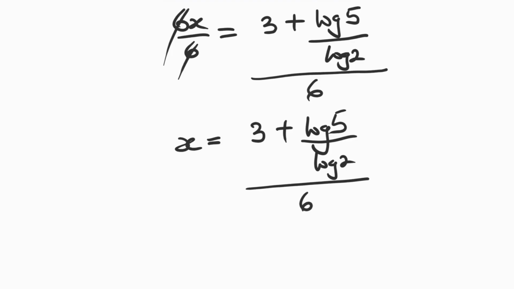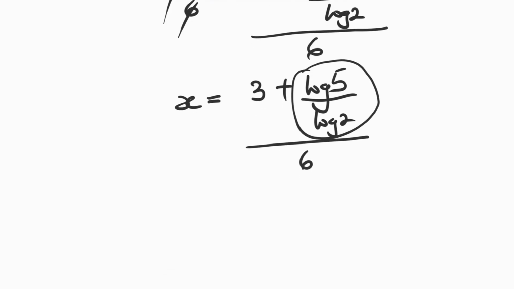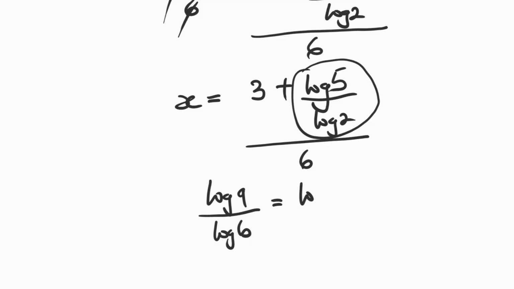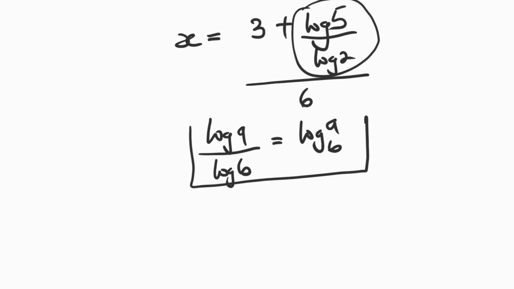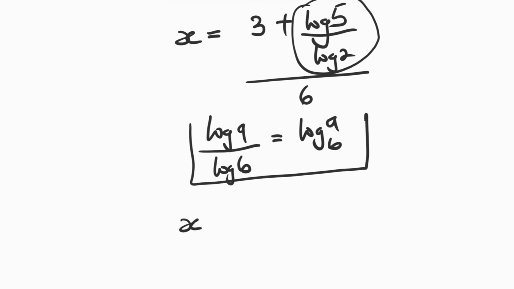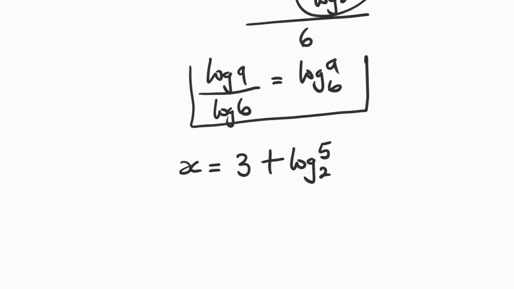Now we can rewrite log 5 divided by log 2 because we know that log of a divided by log of b is the same thing as log of a base b. Okay, knowing this, let's rewrite that section of the right-hand side of the equation, and it becomes log of 5 base 2, all divided by 6.